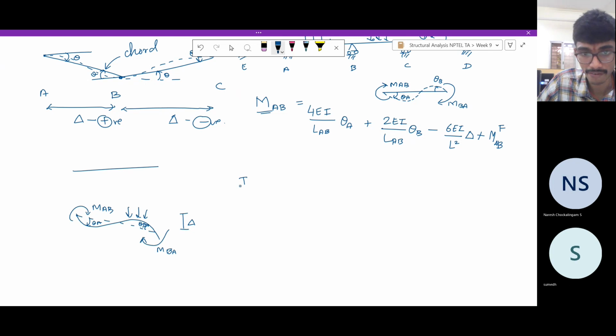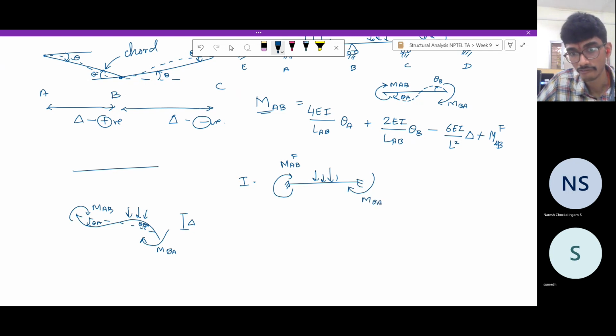So the first structure that you consider is to fix both the ends and apply the specified loading. So it will generate what are called the fixed end moments, M_ABF and M_BAF. Suppose there is no rotation, then there will be fixed end moments. So if we have a fixed beam and subject it to some loading, there will be some end moments that are generated. So that is one part of it.